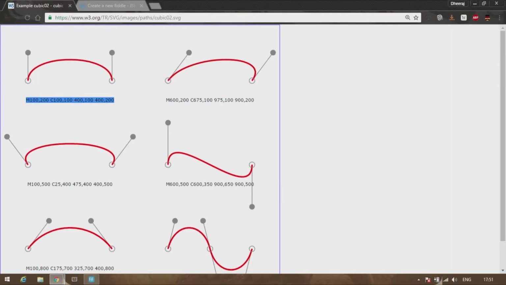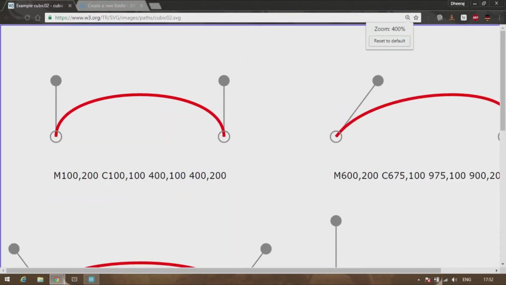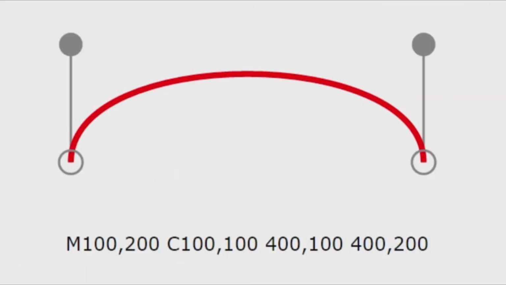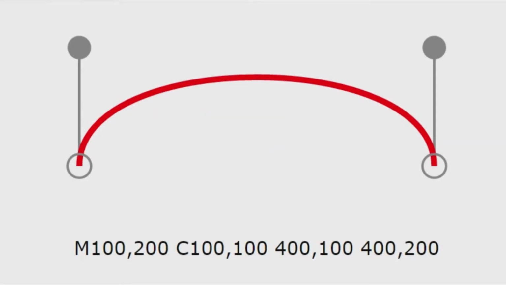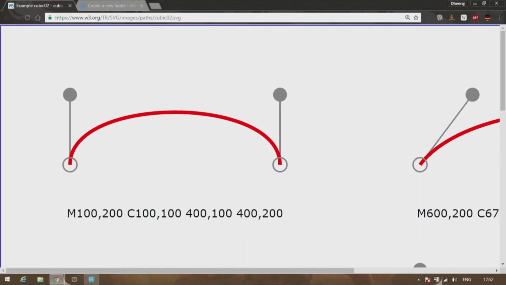Alright, so I'll explain the same thing over here in this image. Let me zoom in a bit. You can see M100, 200, C100, 100, 400, 100 and 400, 200. What's happening over here is that you can see two grayish dots. Concentrate on those dots and you will be able to understand within no time. You also have two dots which have no color, which are the starting and ending points of the path. As you can see, the solid dots are above these colorless points, and the red line specifies the direction of the path.